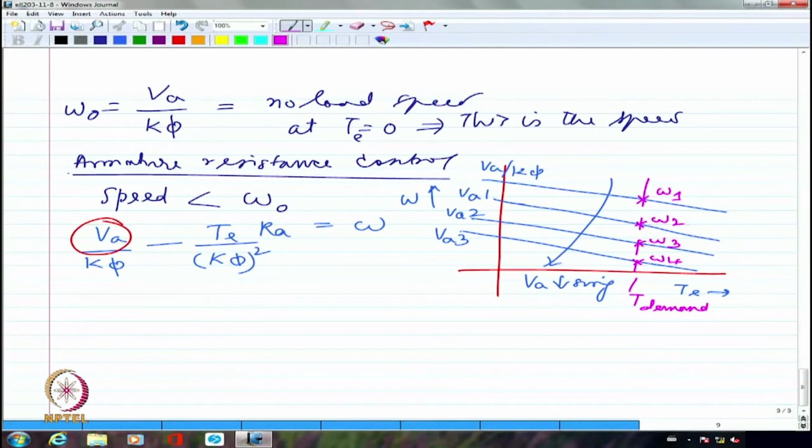Right? So I am assuming clearly here IF is a constant and RA is a constant. I am not changing them. So I am assuming for these characteristics, these two hold good. That's what I am assuming.